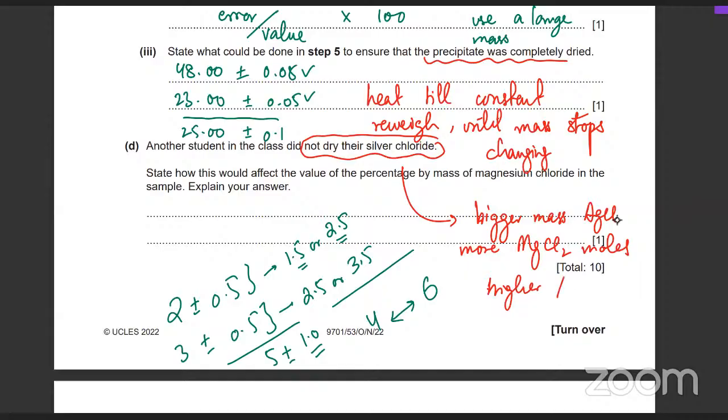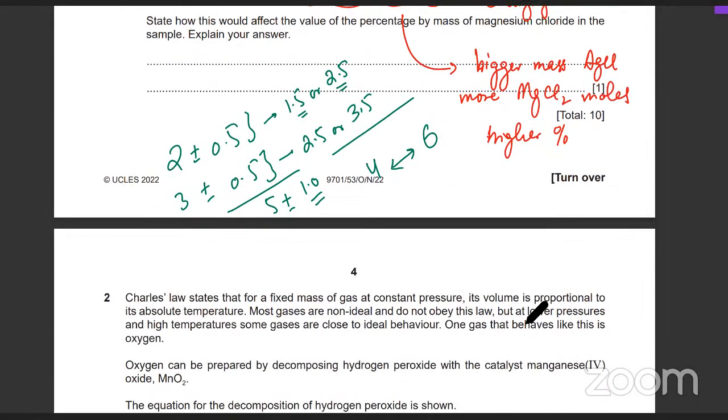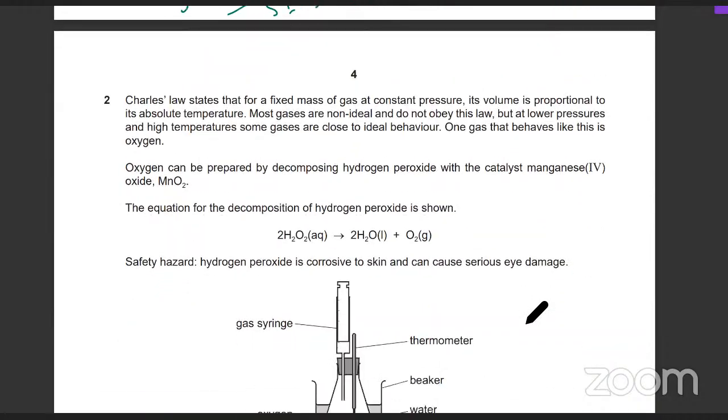So you're going to get a higher percentage composition. Okay, now moving to question number 2.